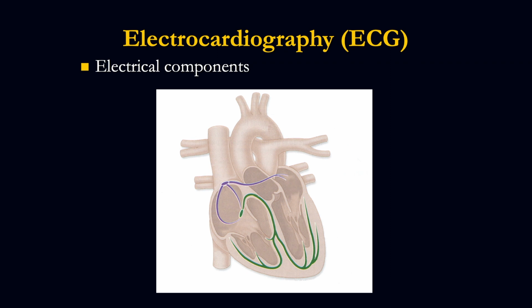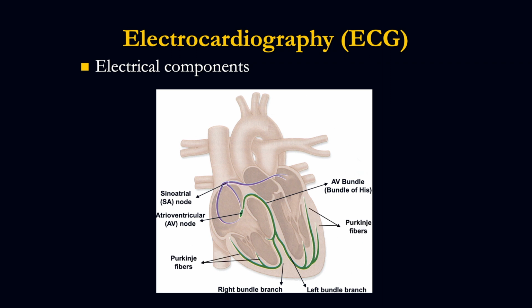The electrical components of the heart include the sinoatrial node, or the pacemaker, the atrioventricular node, or the AV node, the AV bundle, also known as the bundle of His. This bundle of His then branches out into the right bundle branch and the left bundle branch. And the fibers along this bundle of His, as well as towards the end, are called Purkinje fibers. There is some debate as to what's called Purkinje fibers and what's not. For all intents and purposes of this class, you can consider any of the fibers along the bundle of His and the right and left bundle branches to be Purkinje fibers.